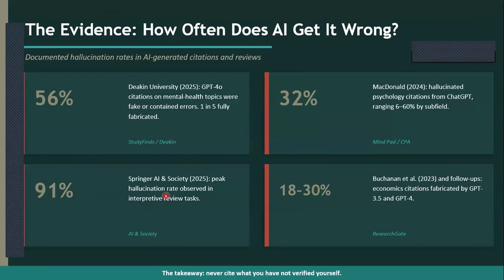And Buchanan et al., they did a follow-up on economic citation fabricated by ChatGPT 3.5 and then 4. And they found between 18 to 30. So when you pick the paper, when you open it, the content that is hallucinated, they found 18 to 30. McDonald found 32% hallucination. Deakin University found 56. Springer Nature, this publisher, they found 91% hallucination, which is too high.